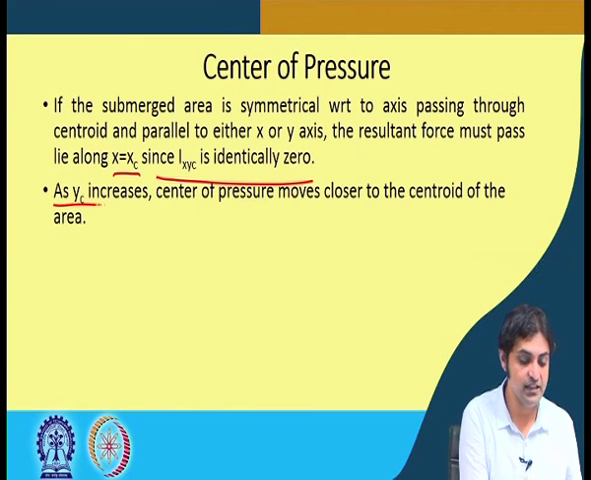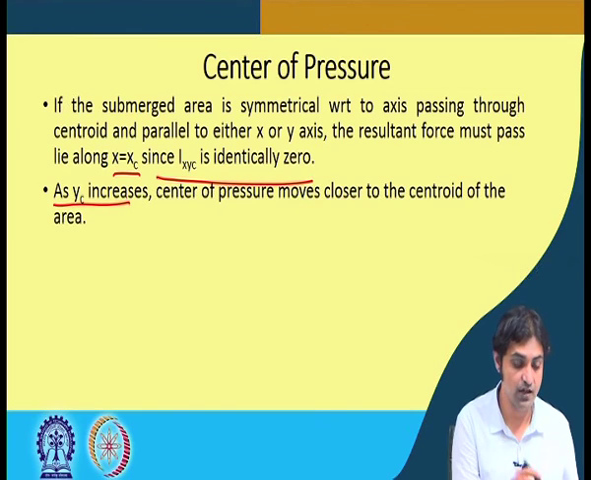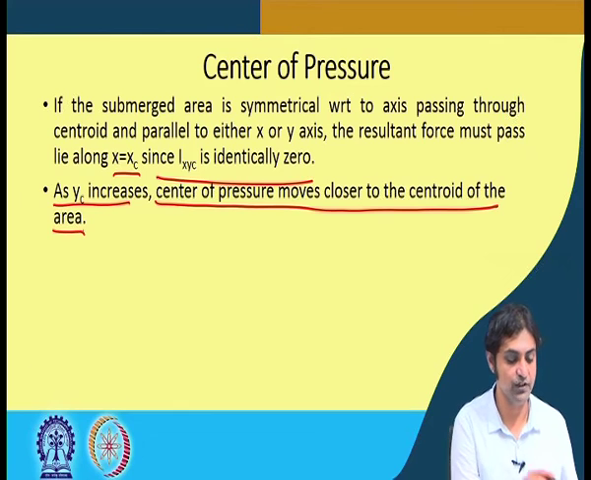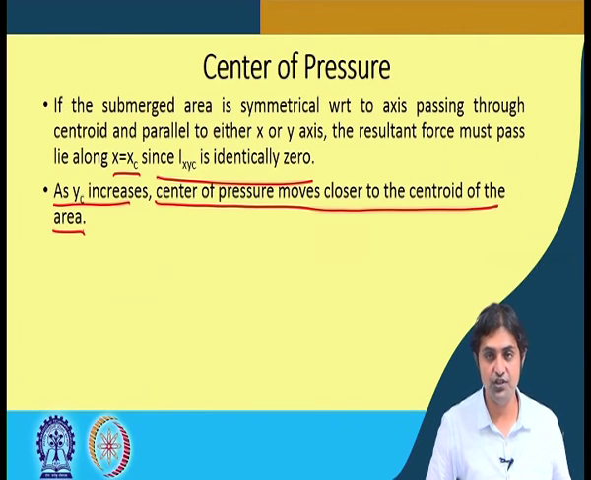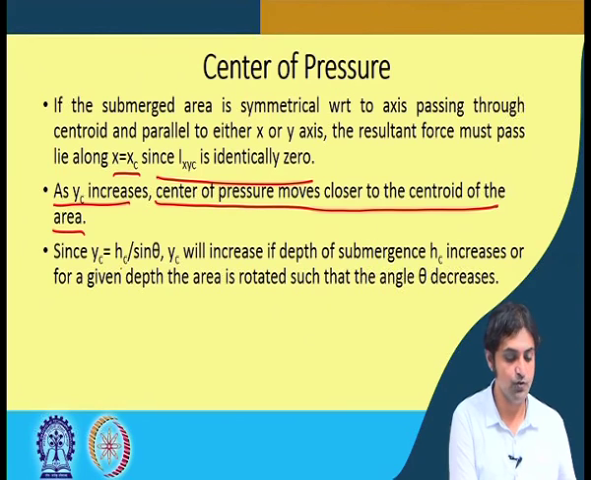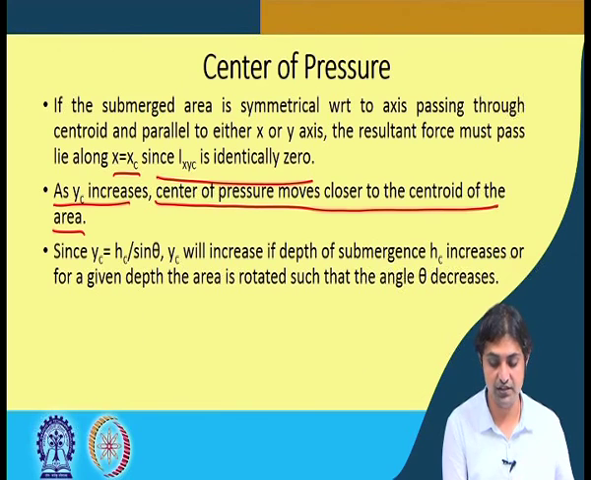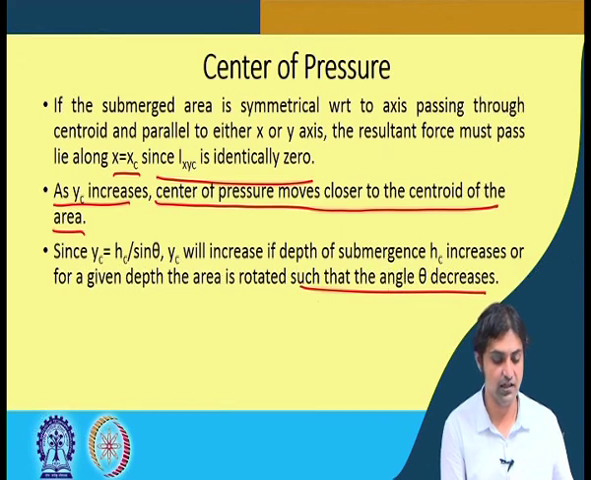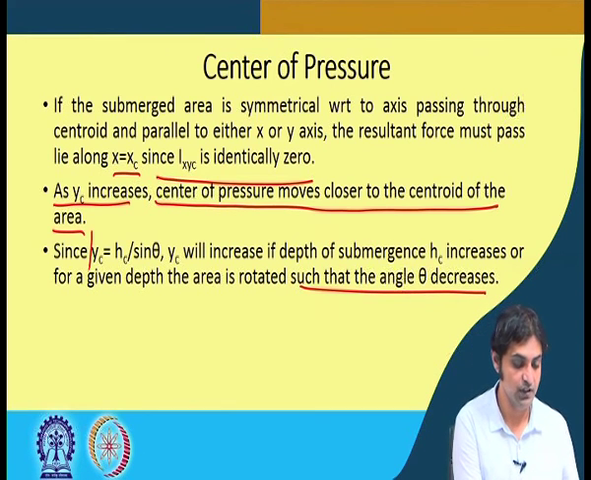Now, as YC, the y coordinate of the centroid, increases, the center of pressure moves closer to the centroid of the area. It is easy to see from the equation that YR is YC plus another term. So, if YC is too large, it does not matter what the other term is. Since YC is equal to HC by sin theta, YC will increase if the depth of submergence HC increases, or for a given depth the area is rotated such that the angle theta decreases. This is very obvious from this particular equation.